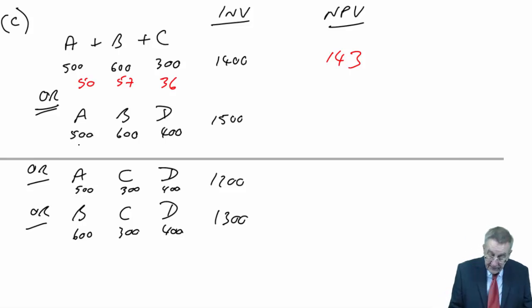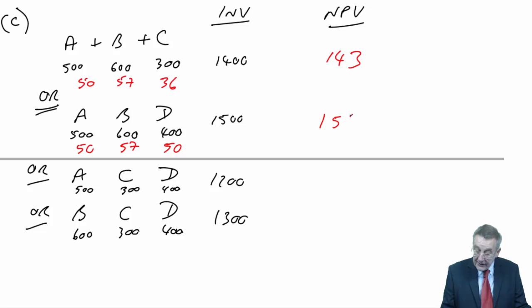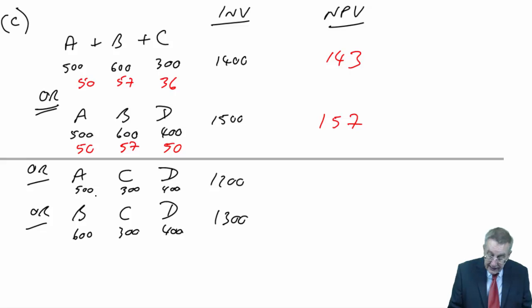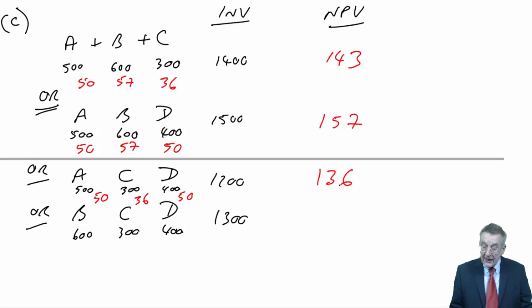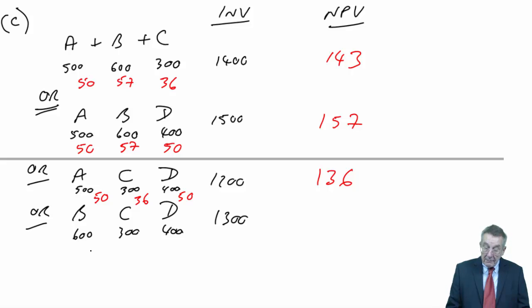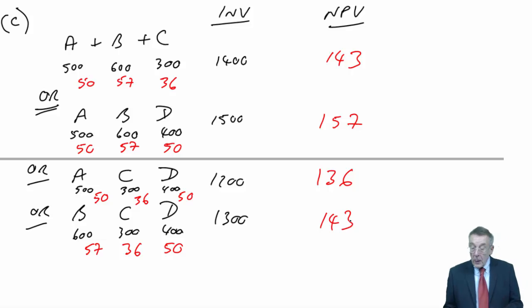If we did A, B, D, 50 from A, 57 from B, 50 from D, the total is 157. ACD, 50, 36, 50, a total of 136. Or finally, BCD, 57, 36, 50. I think I'm right, is 143.